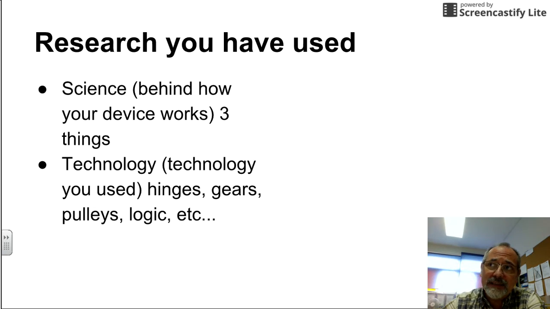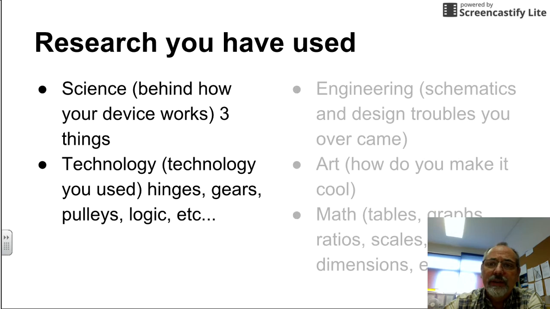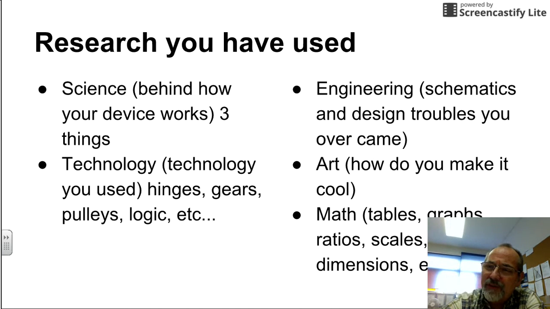Okay. In the science aspects, there should be three major scientific aspects that you feature. You know, like momentum, inertia, gravity, simple machines, electronics, logic, those things. Technology, hinges, gears, pulleys, logic, you need some things for that. Engineering, that should focus on schematics, design troubles you overcame. Art, things that you did to make it look cool. Math, you need tables, graphs, ratios, scales, dimensions.